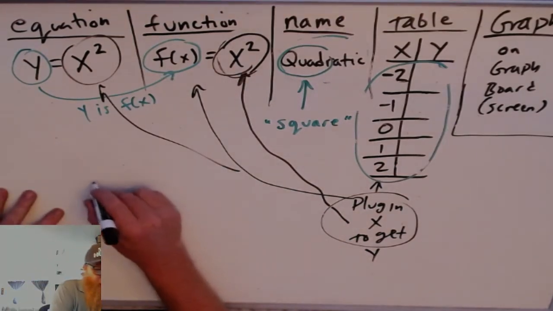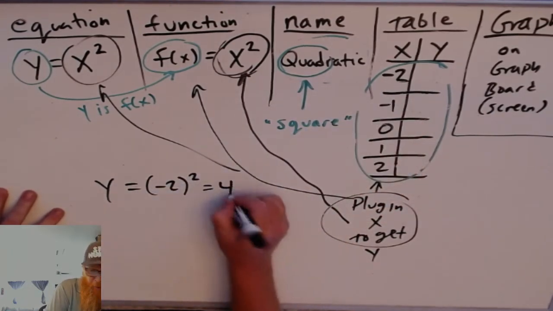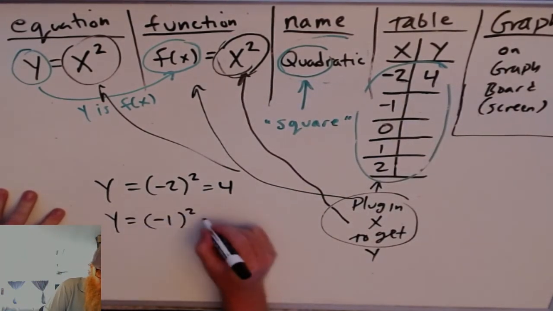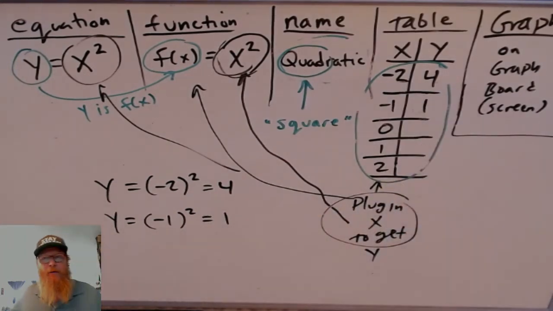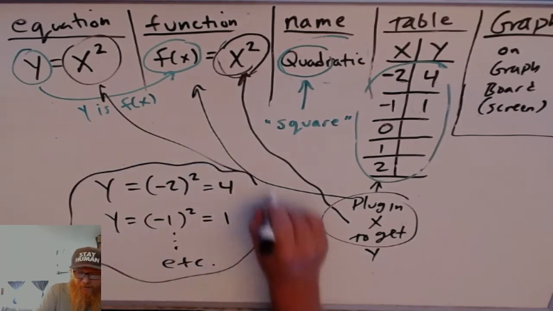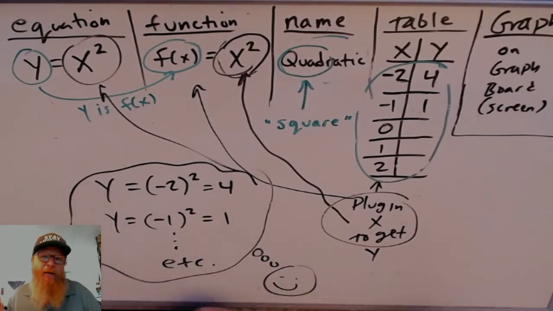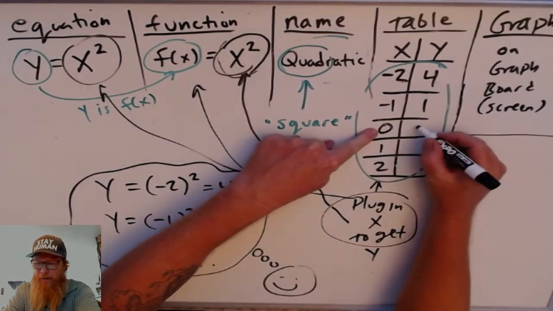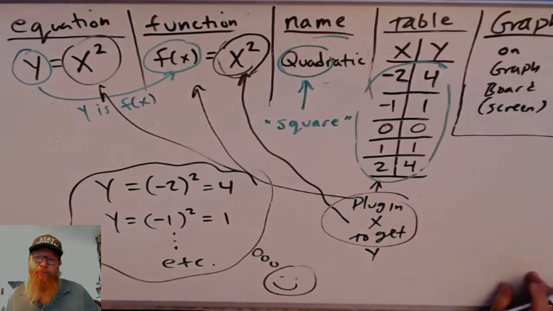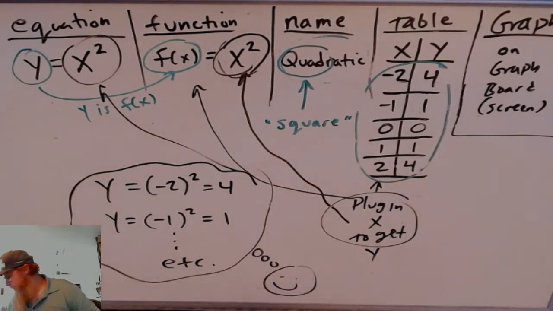Let's do a couple of these. So y equals -2 squared, which equals 4. y equals -1 squared, which equals 1. All right, etc. I think you can do most of these in your head. I'm never going to give you any crazy numbers that you can't calculate in your head. So 0 times 0 is 0. 1 times 1 is 1. 2 times 2 is 4. If you want to memorize them all, you certainly can. Some people do.